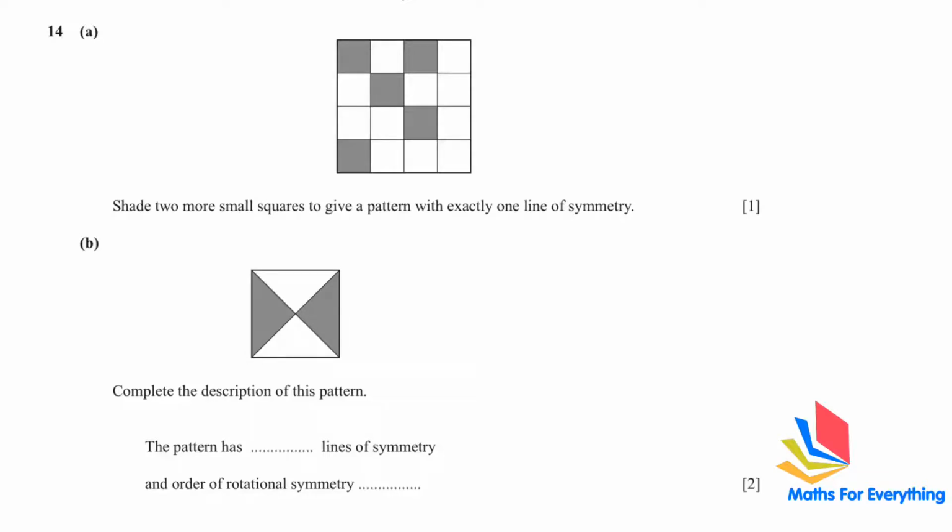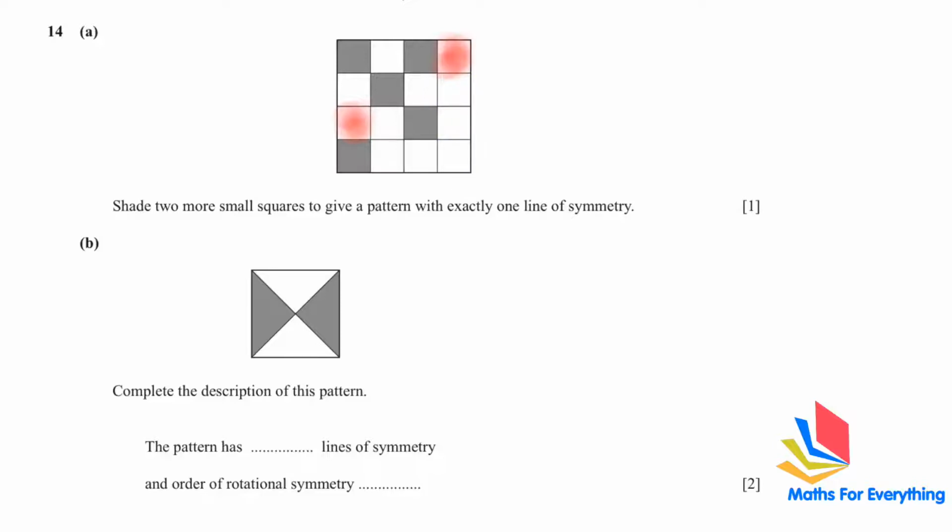Question number 14. Shade two more small squares to give a pattern with exactly one line of symmetry. We can shade this one and this one. If you draw a line of symmetry like that, you will have only one line of symmetry. Or you could have drawn here and here. The choice is yours.